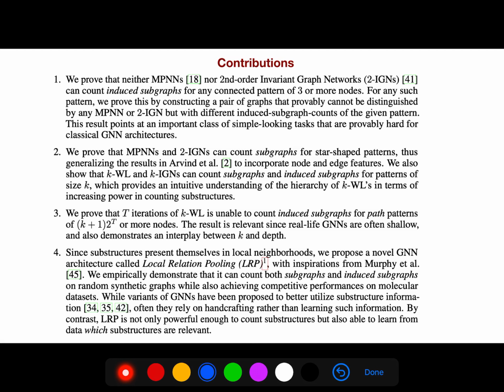Alright, so today I'm gonna be explaining another important paper with the title Can Graph Neural Networks Count Substructures? This NeurIPS paper is from 2020.